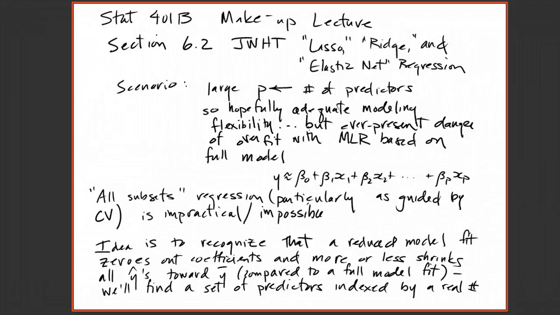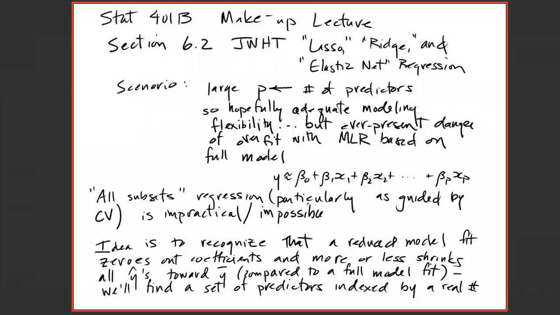This is a makeup lecture for Stat 401B, Fall Semester 2015 at Iowa State University. The discussion here is going to cover Section 6.2 of James, Witten, Hastie, and Tibshirani's book. I'll discuss so-called lasso regression, ridge regression, and elastic net regression.